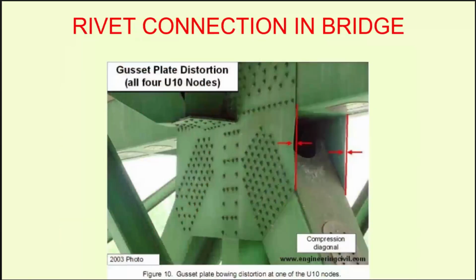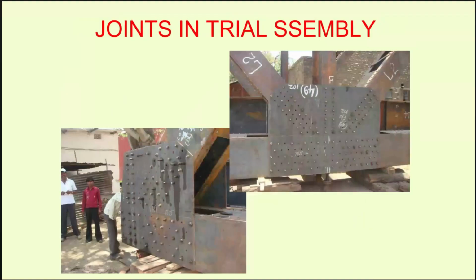This is a riveted connection. We have got the gusset plate connected with the members. This is the same bridge. It is a 2003 photo and it failed in 2007. Another example of joints at the time of construction or fabrication of the steel bridges. Here we are using the bolts rather than rivets.